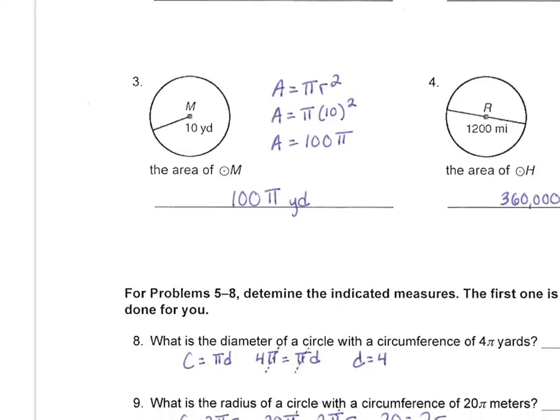Looking at number 3, this time we've switched to asking for the area. So as we look at the area, here's my formula for area. Area equals pi r squared. The value that they've given me is the radius. So we're going to put 10 into the spot for r and substitute that in. We get 100 pi, and that's yards.